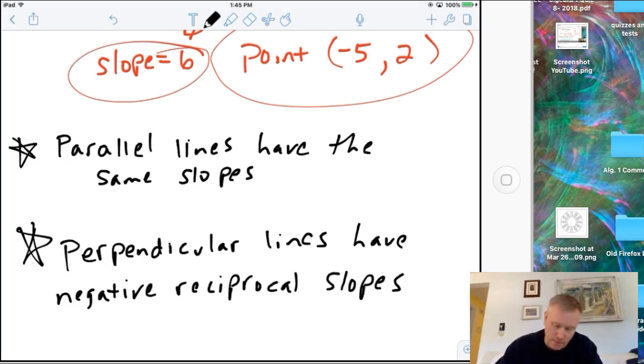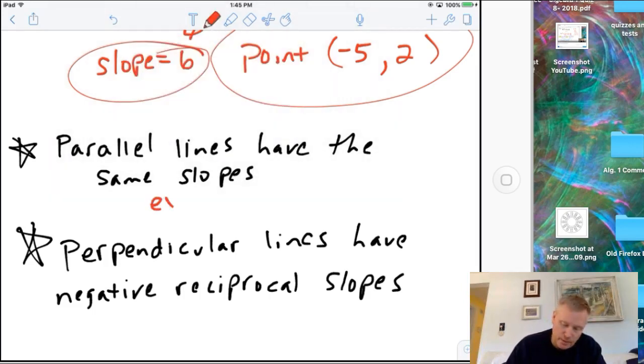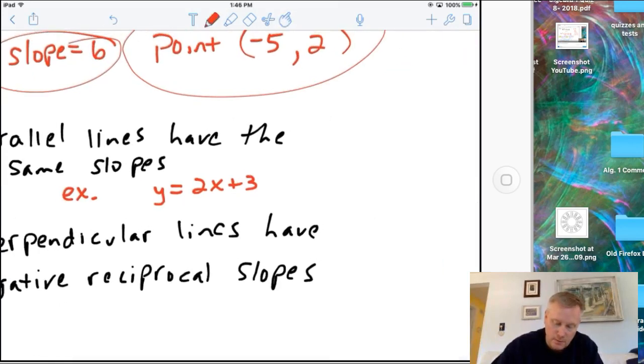Okay, let me give you a couple examples here. So, example for parallel lines, that would be like the equations y equals 2x plus 3, and something else with the same slope would be y equals 2x minus 4. Okay, these are parallel lines. They have the same slope. They both have slope of 2.